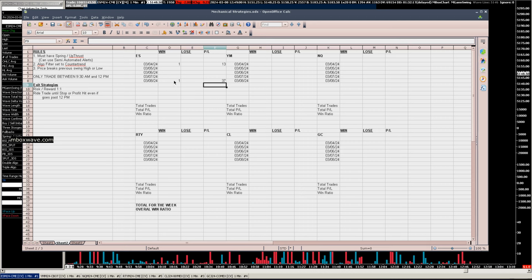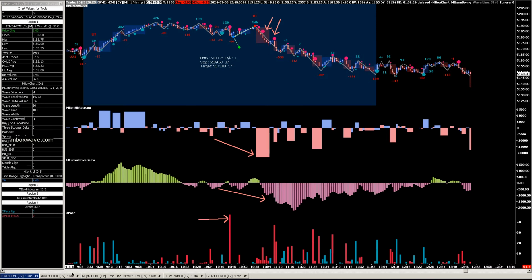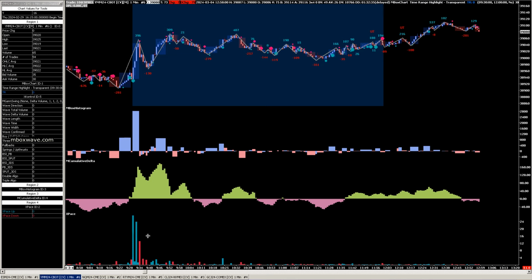So total trades for ES is going to be 2. Total profit, we have 13 plus 37. Going to be 50 ticks. Win ratio, 100%. All right. Now let's move on to the Dow Jones.